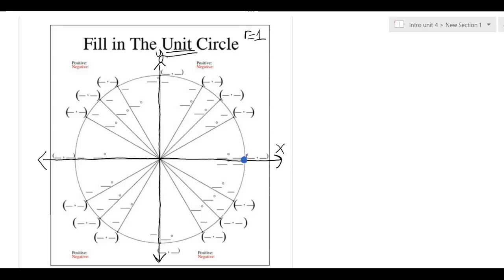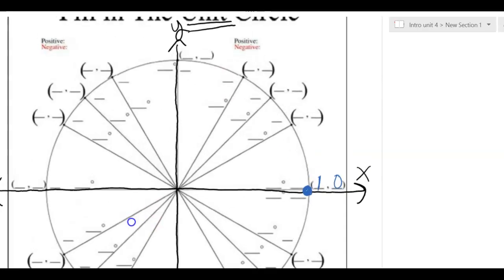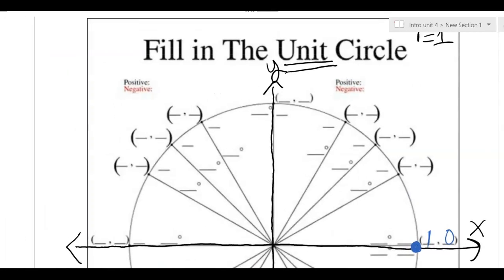1, 0, because the radius of the circle is 1, right? So if I want you to land right here, I want you to go over 1 on the x, but I don't want you to go up or down any on the y-axis. So the coordinates at this point are 1, 0. Okay? I'm going to zoom it in now that you guys kind of know which part of the circle I'm talking about, so you can see a little bit better.